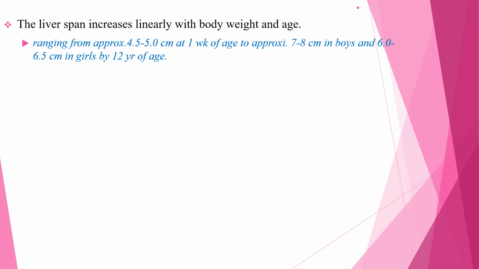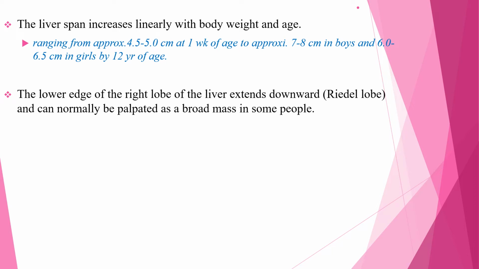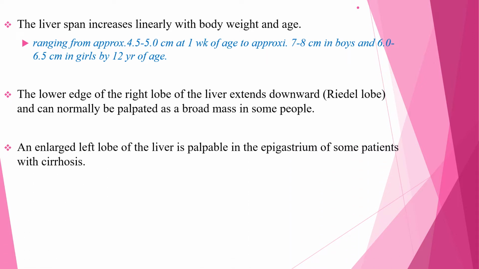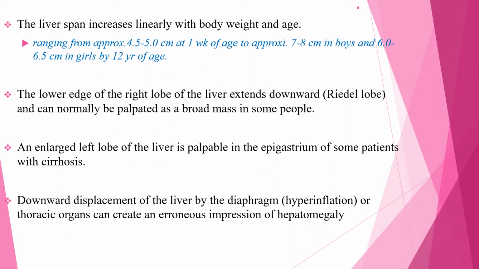The liver span increases linearly with body weight and age, ranging from approximately 4.5 to 5 cm at 1 week of age to approximately 7 to 8 cm in boys and 6 to 6.5 cm in girls by 12 years of age. The lower edge of the right lobe of the liver extends downward and can normally be palpated as a broad mass in some people. An enlarged left lobe of the liver is palpable in the epigastrium of some patients with cirrhosis. Downward displacement of the liver by the diaphragm due to hyperinflation or thoracic organs can create an erroneous impression of hepatomegaly.